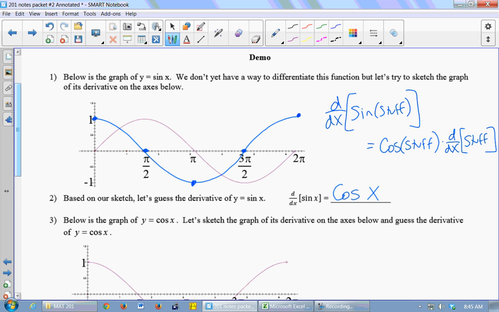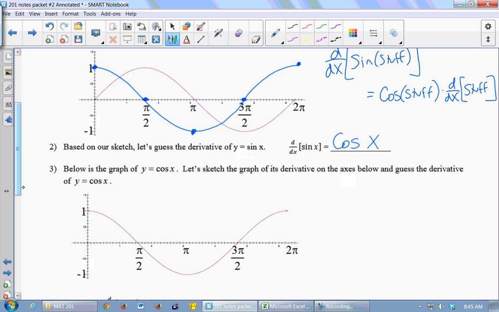All right, let's do a similar investigation to see if we can figure out what the derivative of cosine x is. Okay, so here's the graph of cosine. Where is the derivative 0 for the cosine graph? Pi, 2 pi, and 0. Horizontal tangent lines at those 3 places.